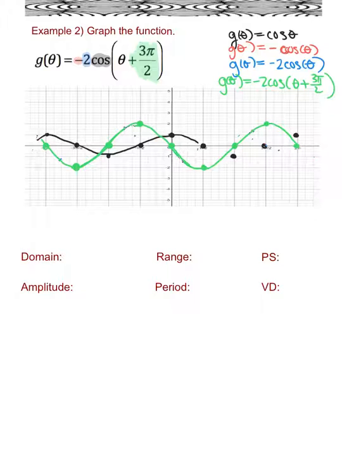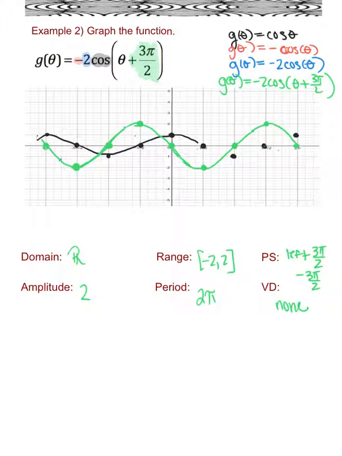My domain is still all real numbers. My range is from negative 2 to 2. It got changed with the amplitude. I had a phase shift to the left 3 pi over 2 units, or minus 3 pi over 2. My amplitude is 2. My period is still 2 pi. And no vertical displacements for this example.